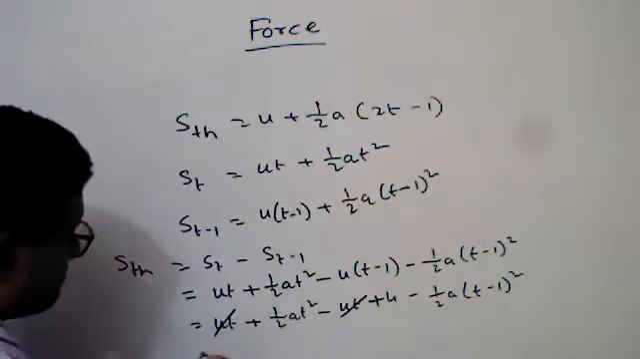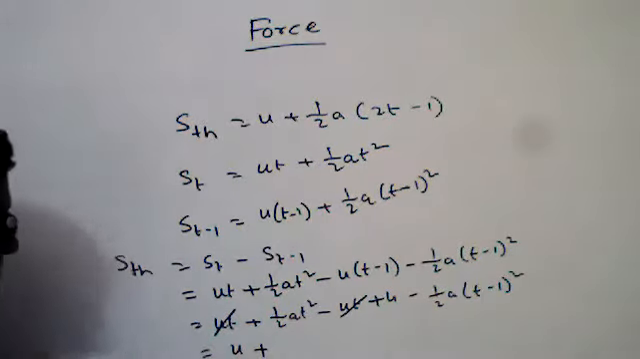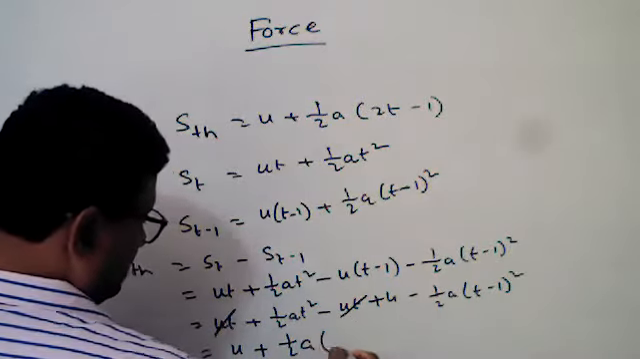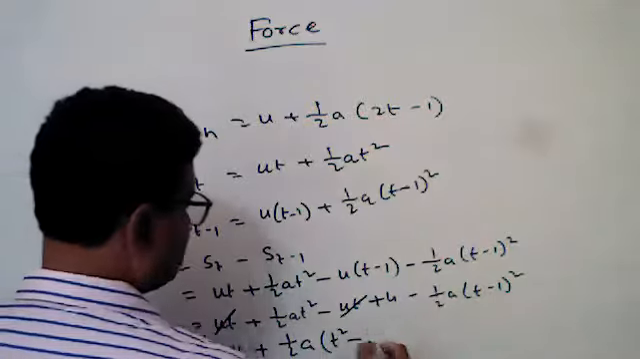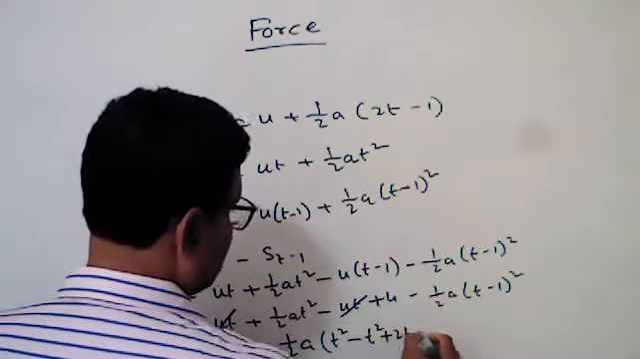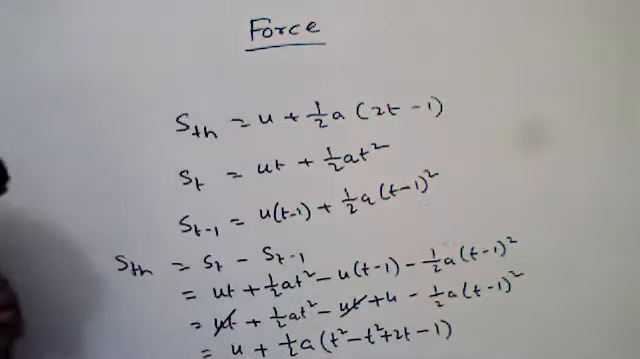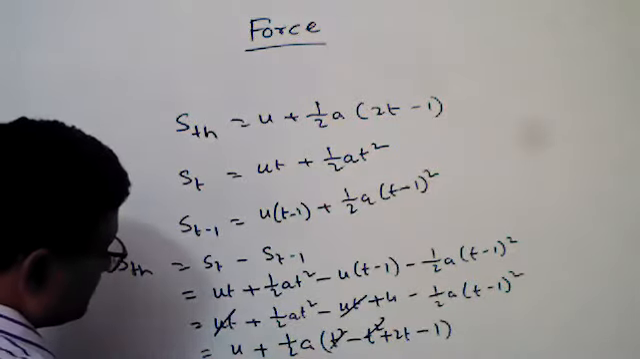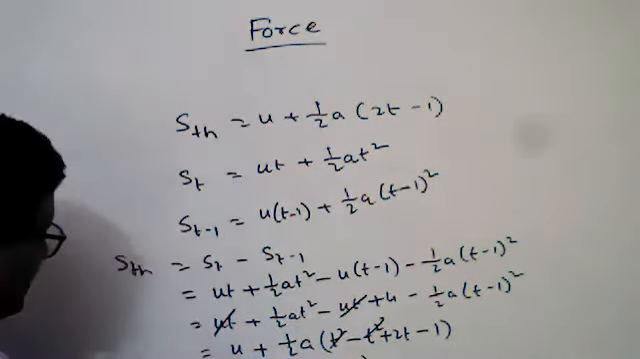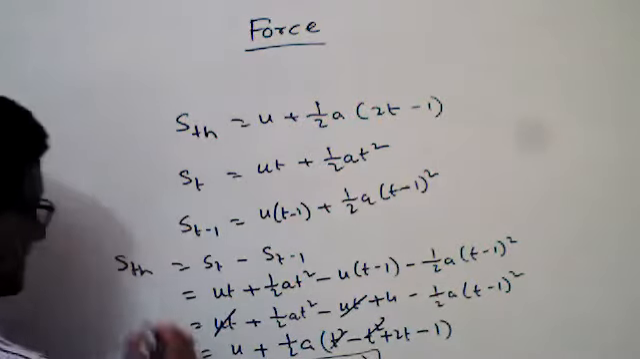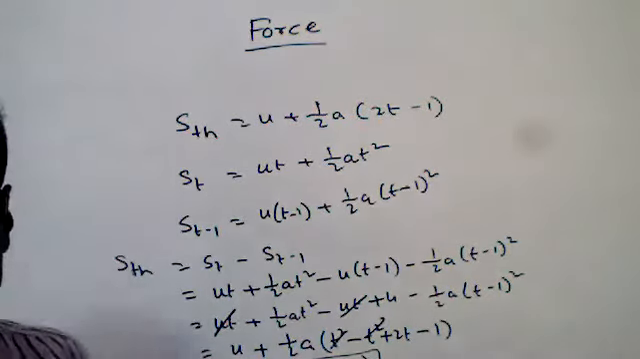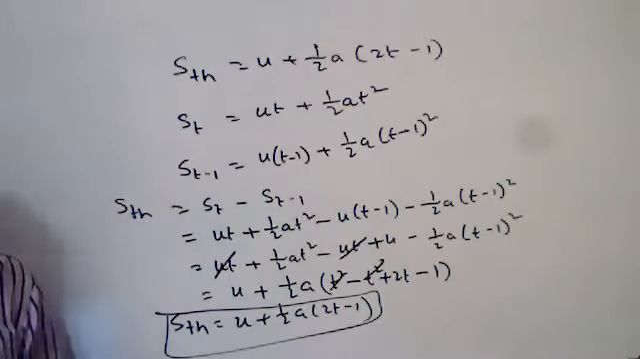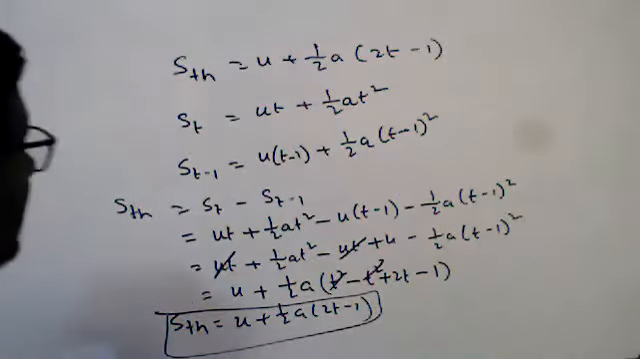So ut minus ut plus u, and u plus half of a into t square minus (t square minus 2t plus 1). The t square cancels, then you can write half of a into 2t minus 1. This is the s_th. At first you have to determine this, then you can use this formula. Okay? Yes, sir.